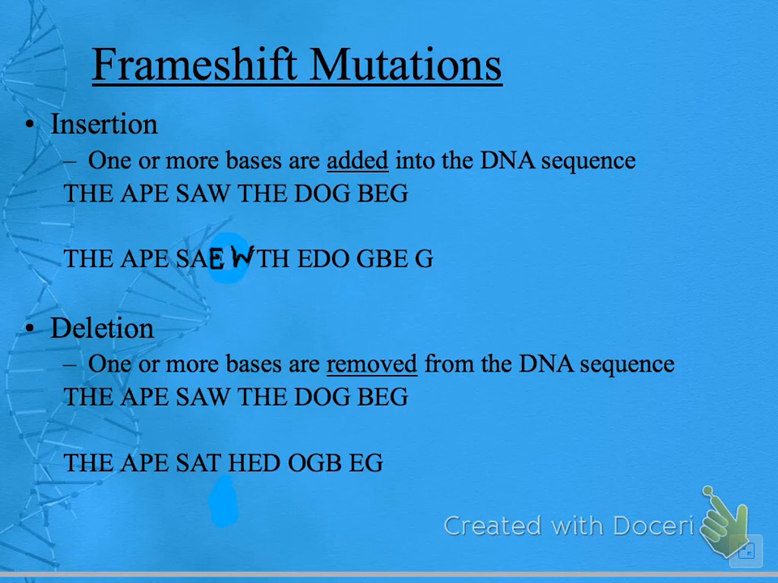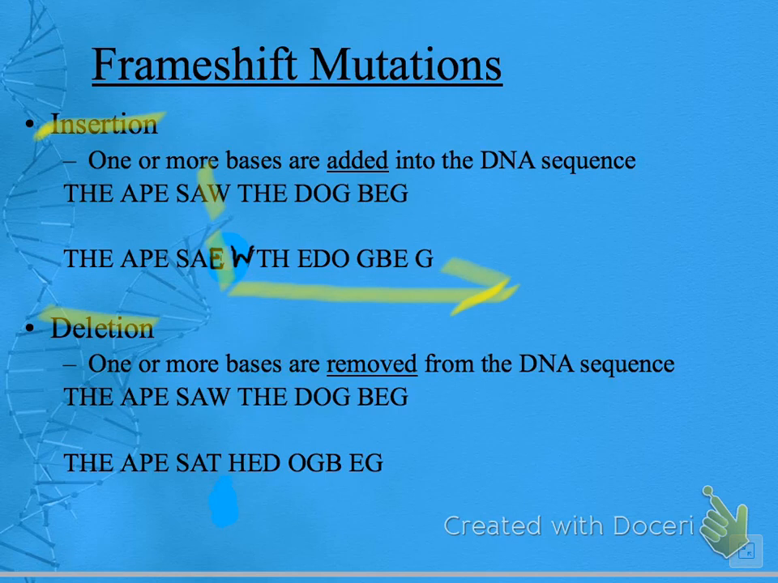Frame shift mutations are a much bigger deal. You'll have an insertion, or you'll have a deletion. With an insertion, there's one more base that's added to a DNA sequence, so it messes up everything down the line from there. So you have "the ape saw the dog beg," but what if we went through on accident and inserted a letter E right here between the A and the W? Then it becomes "the ape say with a..." so it's not even a sentence anymore. The entire thing gets frame shifted over because this E was inserted, so everything that came after the E gets sort of jacked up a little bit. It all gets slid over just one spot over.